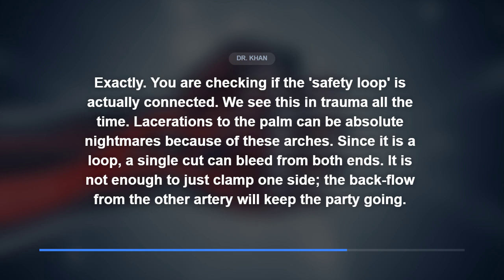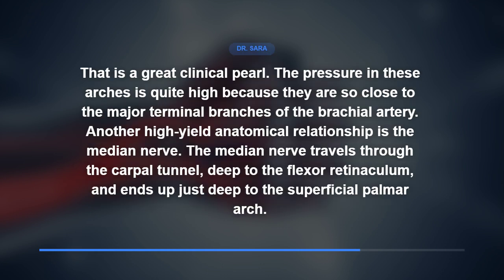We see this in trauma all the time. Lacerations to the palm can be absolute nightmares because of these arches. Since it's a loop, a single cut can bleed from both ends. It's not enough to just clamp one side. The backflow from the other artery will keep the party going. That is a great clinical pearl.